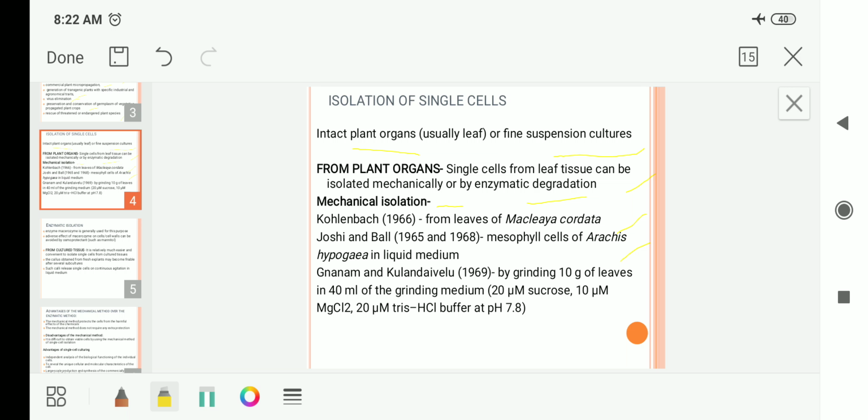Later on, two scientists, Grandum and Kalandevelu, prepared a grinding solution and ground the leaves in that medium, and were able to isolate the individual cells for the culture system. That grinding medium consisted of sucrose, magnesium chloride, and Tris chloride, and the buffer was maintained.